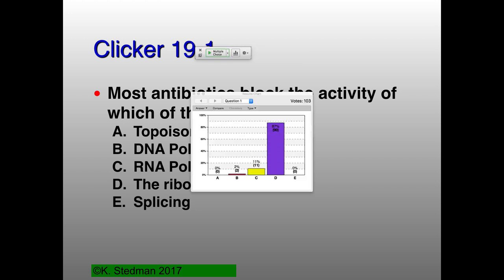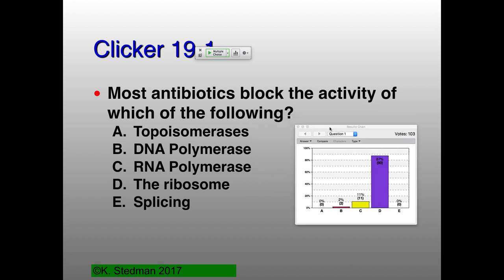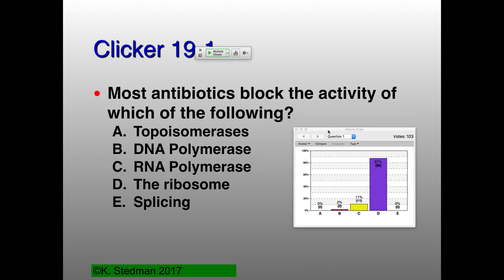It's the ribosome. Surprise, surprise. So getting back to your question about what I expect you to know from that antibiotic slide, something like this would probably be appropriate in terms of what we'd see on an exam. There are antibiotics that actually do block the activity of every single one of these, but the most common ones are going to be the ribosome.